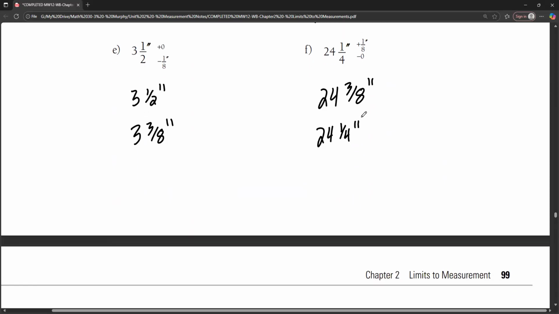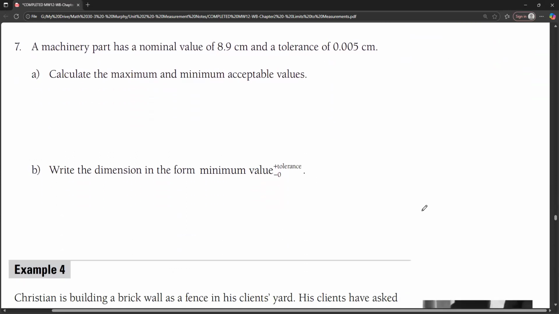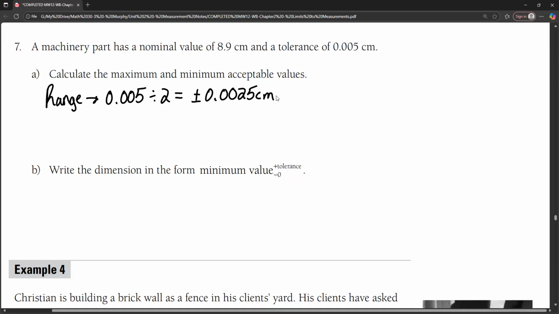Machinery part has a nominal value of 8.9 and a tolerance of 0.005. Calculate the maximum and minimum. We need to get the range first. Actually, I'll just do that over here. And divide it by 2. And we end up with plus or minus 0.0025 centimeters. Okay, so we're just going to add and subtract from 8.9.